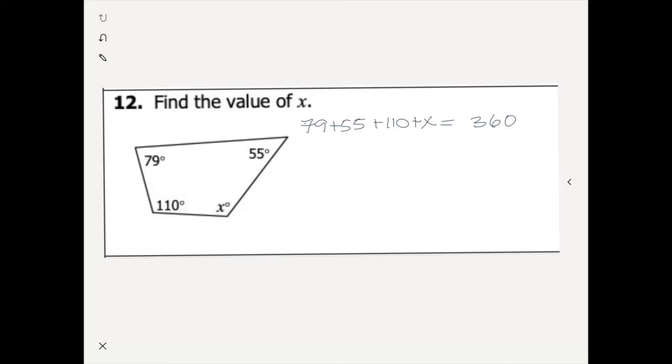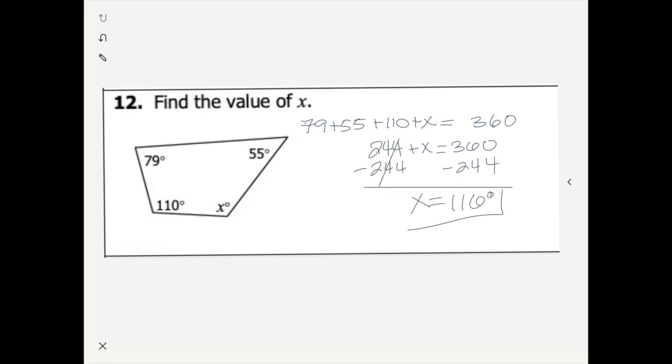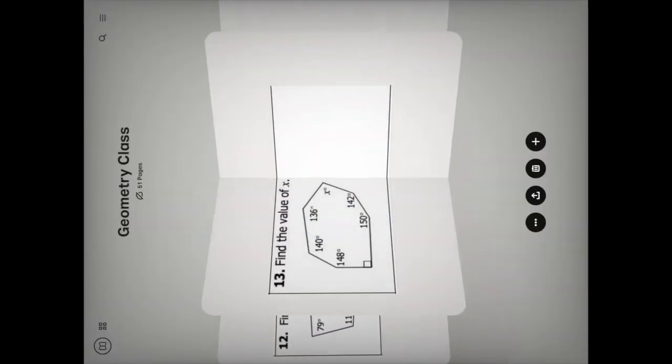Now, if you add up 79 plus 55 plus 110, you're going to get 244. So if you have 244 plus x equals 360, you can subtract 244 from both sides, and you're going to get x is equal to 116 degrees. Now, if you ever want to check your answer, just plug x back in, add up all of the angles, and see if it adds to 360. If it doesn't add to 360, then you know your answer is wrong.